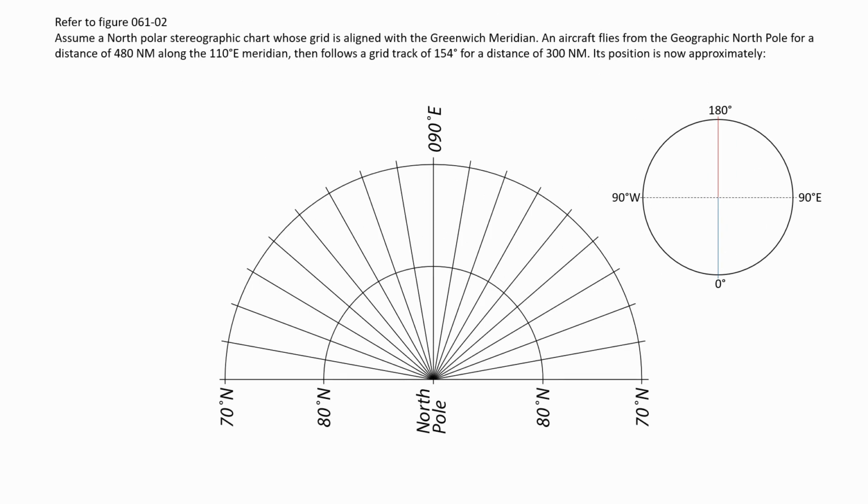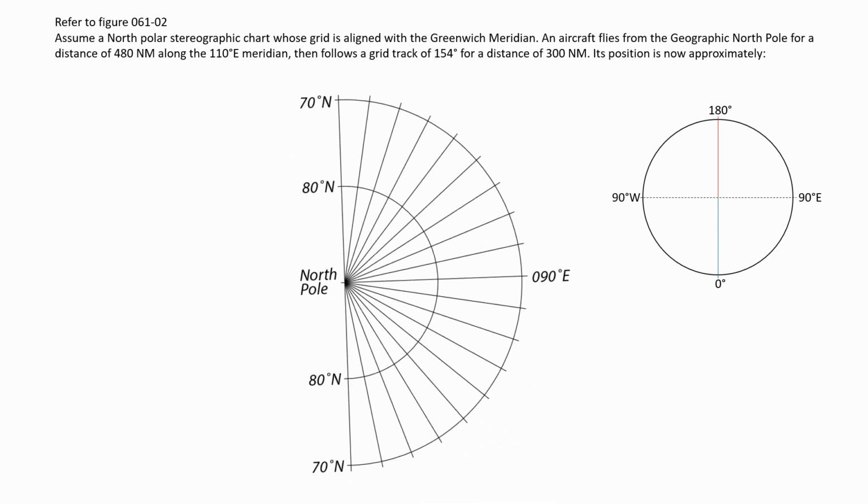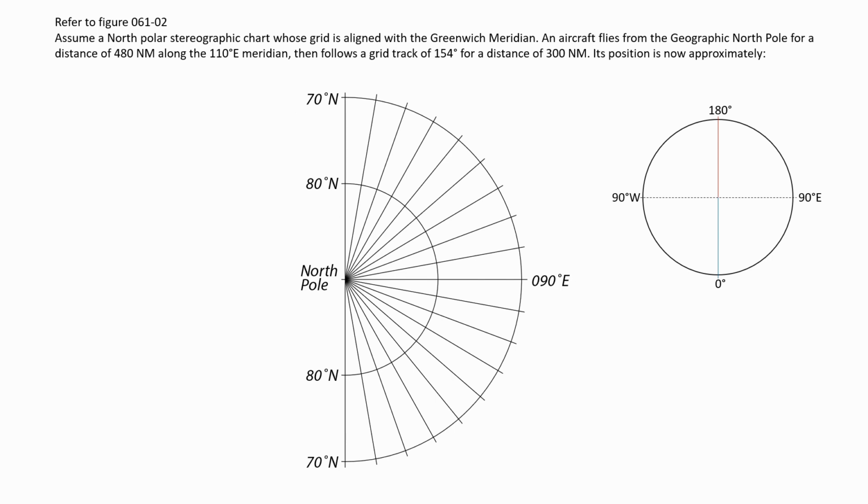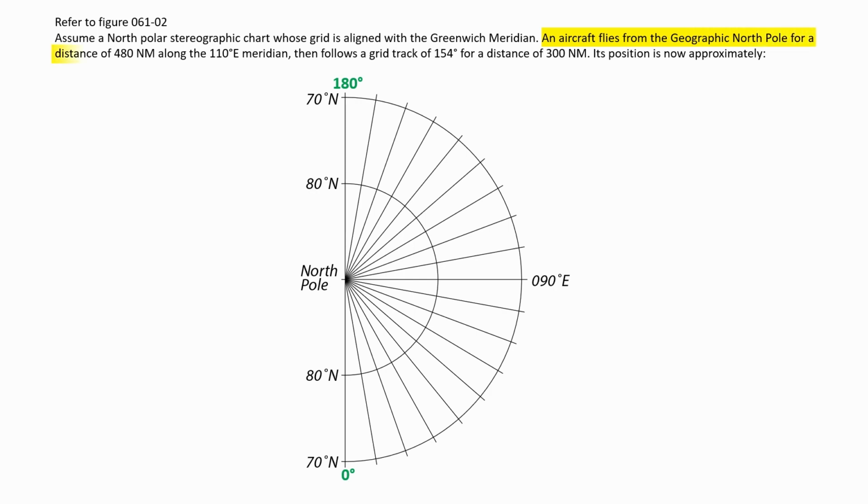If we compare our drawing convention and figure 061-02, we have one common point, that is 090° east. Now we need to align the figure given by the question to our drawing convention. By comparing these two diagrams, we can determine the position of prime meridian and anti-meridian. The question stated that an aircraft flies from the geographic North Pole for a distance of 480 nautical miles along the 110° east meridian. 110° east meridian is here.